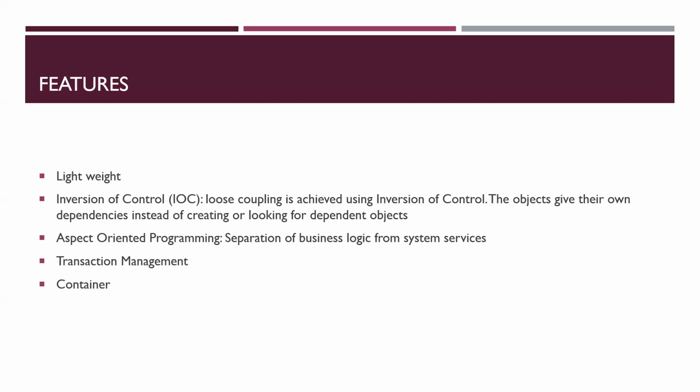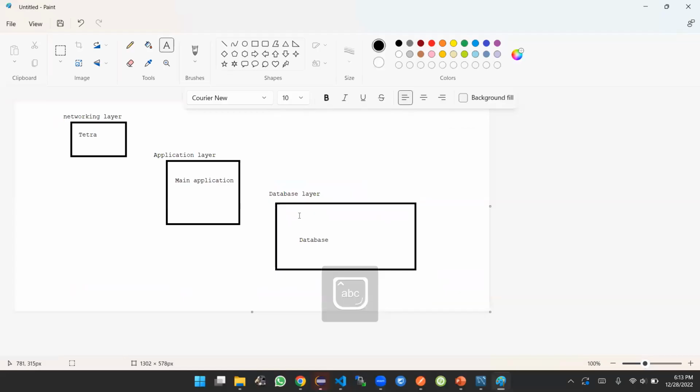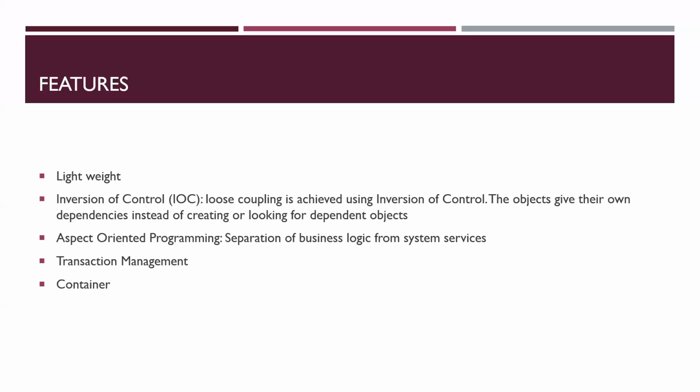Next comes aspect-oriented programming, separation of business logic from the system services. Take again a simple example. In the application layer, whatever logic I want to apply to the data, I put in the application layer, and whatever data I want to store, I put in the database layer. Within the application layer also, I can separate them based on their types. That is called aspect-oriented programming, AOP. These are the most frequently asked questions in your interviews: what is IOC and what is AOP? Separation of business logic from the system services.